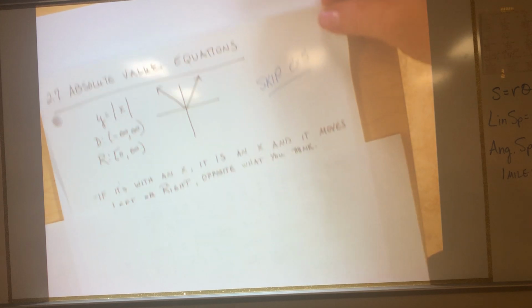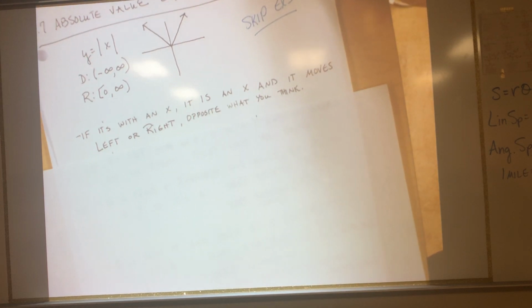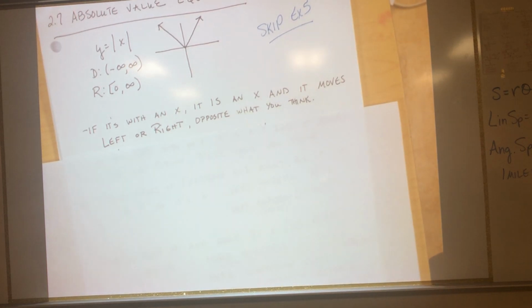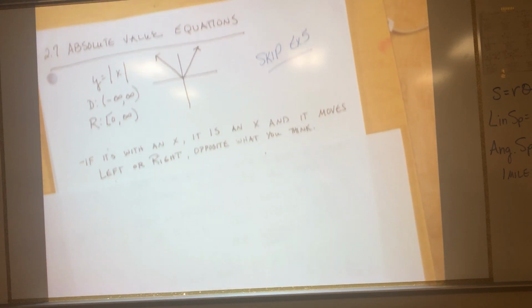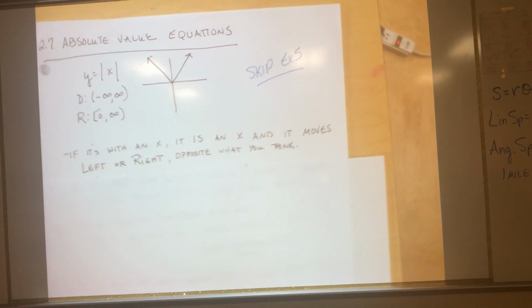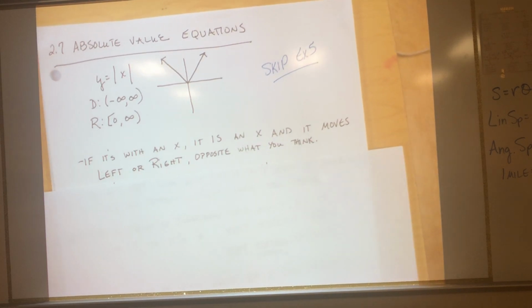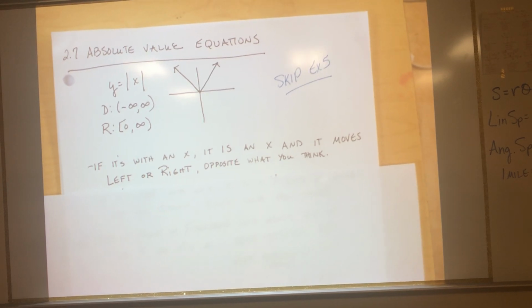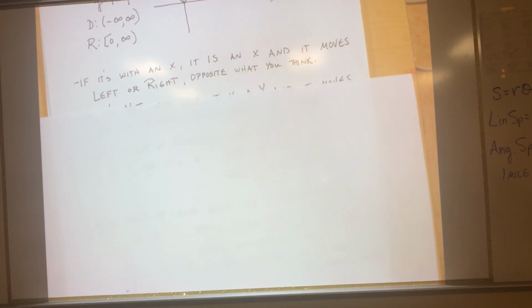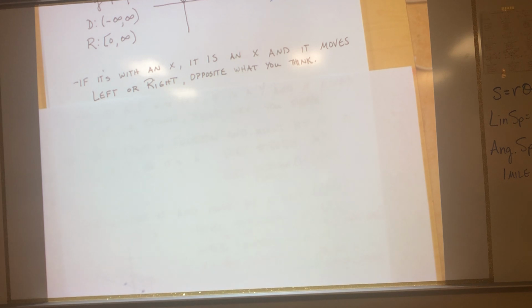Alright, so here's the first thing that y'all told me. If it is with an x, it is an x, and it moves left or right opposite of what you think. And y'all even use those same words, okay? I'm trying to make this go right without making you sick. Okay, if it is with an x, it is an x, and it moves left or right opposite of what you think. Y'all listen to me. These rules that I'm telling you, these are the rules for everything. I don't care what you're graphing.